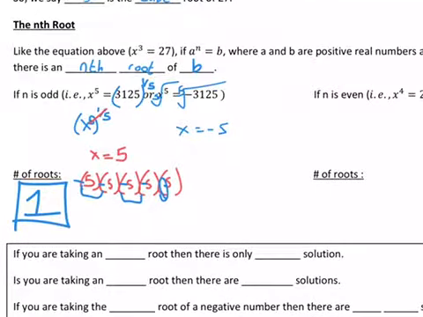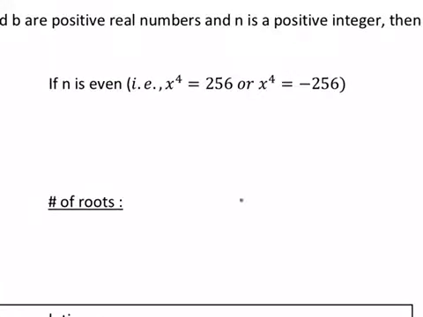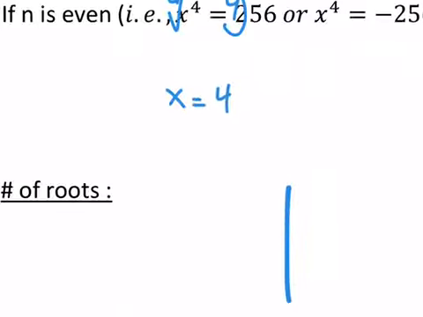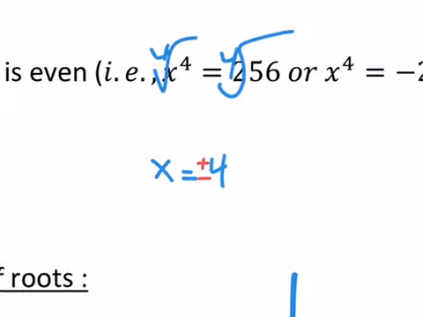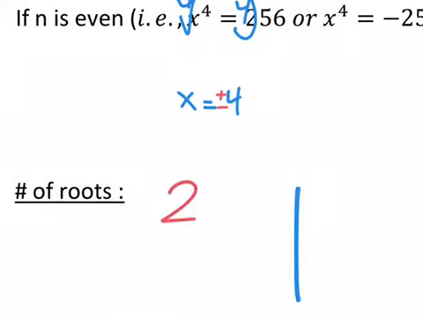Okay? However, if n is even, so over here, there's going to be two possibilities. In this one, if we 4th rooted both sides, we get x by itself, and that would be x is equal to 4. Also on this one, though, plus or minus. Because with it being to the 4th power, if it's positive 4, obviously we'll get positive 256. But if they're all negative 4, we get 2 sets of negatives that cancel out to land a positive again. So we will get 2 roots.